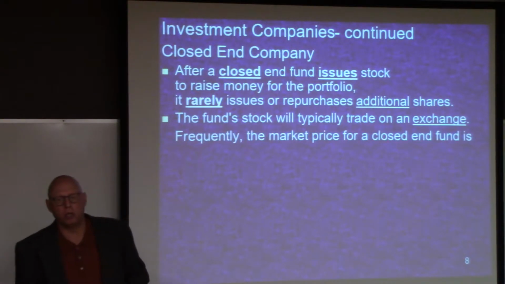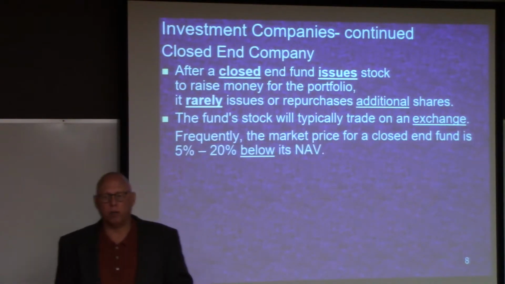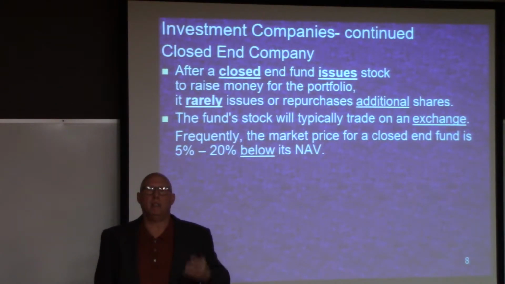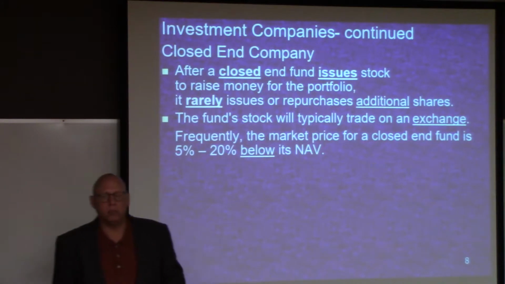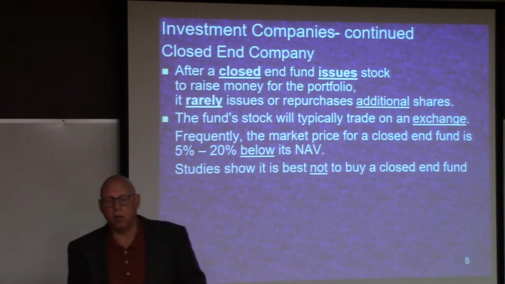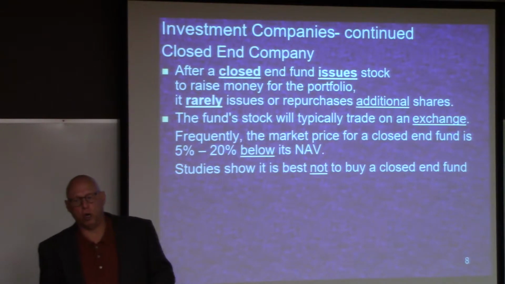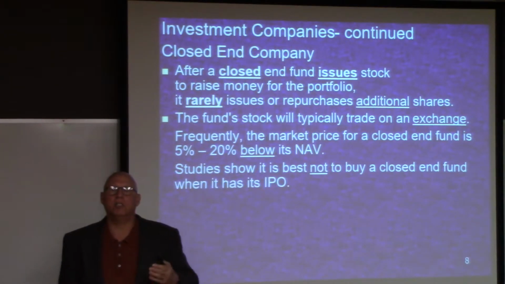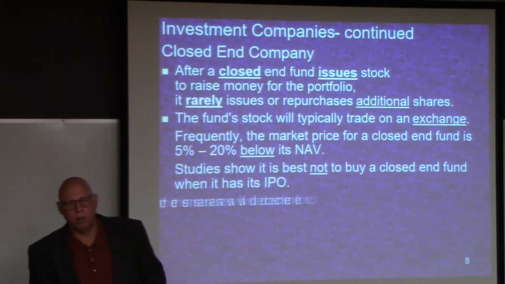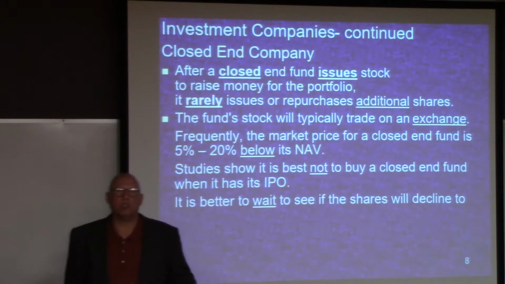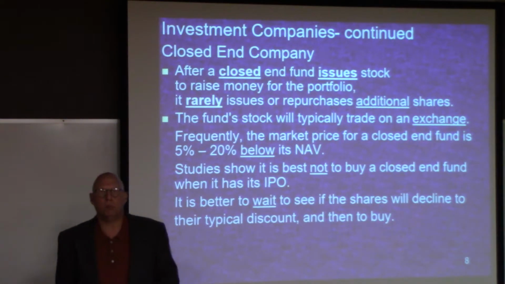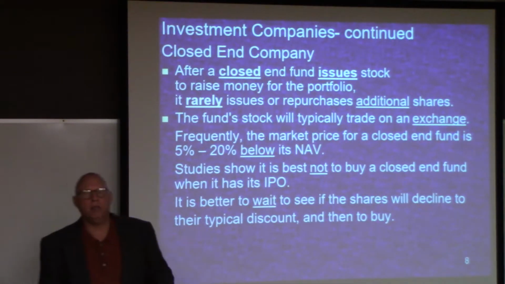on an exchange. Frequently, the market price for a closed-end fund is somewhere between 5 and 20% below its net asset value. Do not ask me why. I'm not sure why closed-end funds trade below their net asset value. Studies show that it is best not to buy a closed-end fund when it has its initial public offering. It's better to wait to see if the shares will decline to their typical discount of 5 to 20% below their net asset value, and then to buy.